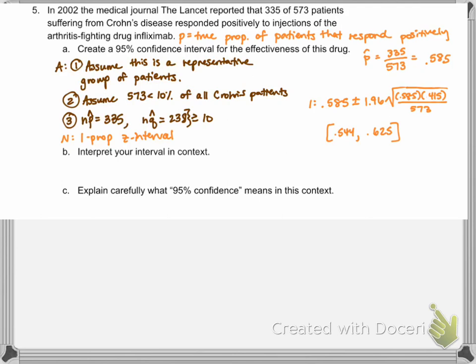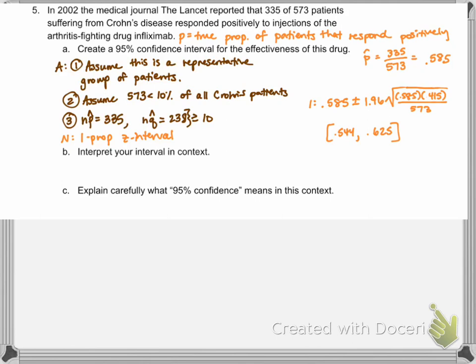That one's the pretty common one that you've seen a lot, but you could draw a picture and put that 95% in the middle, and then do an inverse norm of one of your two endpoints in your calculator. And then you're going to multiply that z-critical 1.96 times the standard error, and so that's the square root of 0.585 times 0.415 over 573. And I do that all in my calculator, either as is, or I can do it in my stat test menu for 1 proportion z interval, and that comes out to be 0.544 to 0.625.